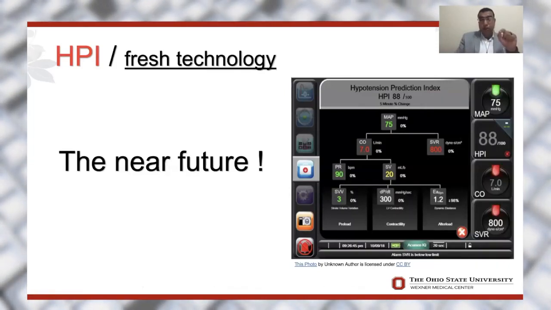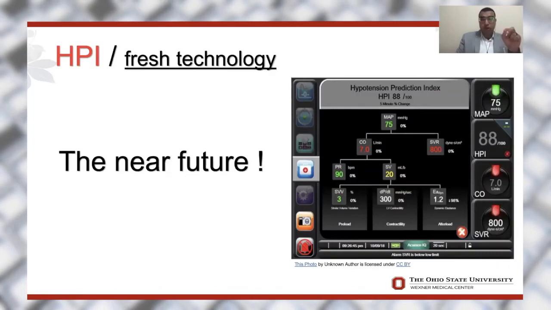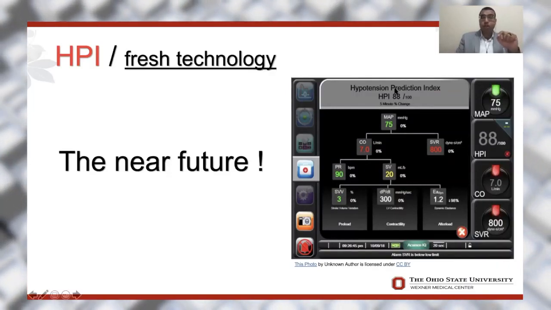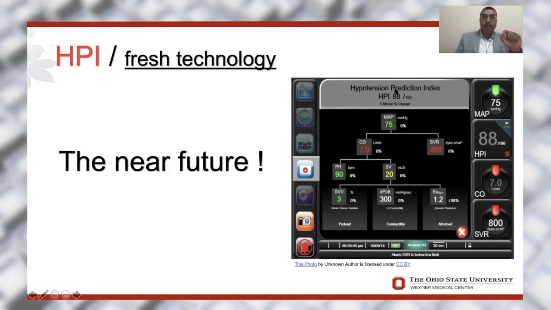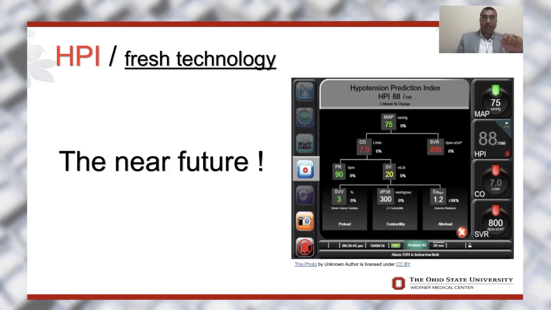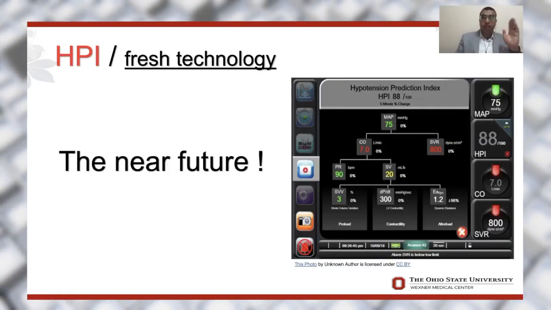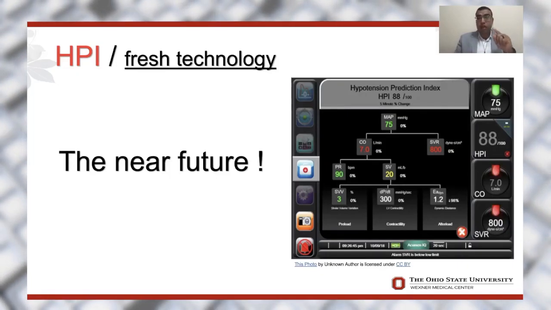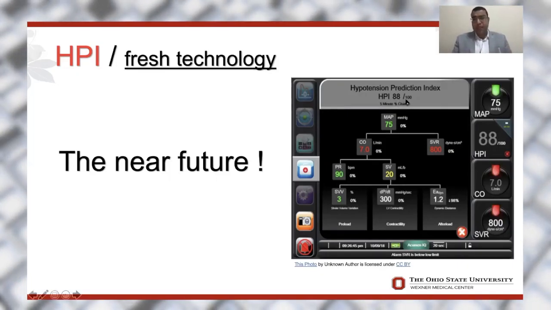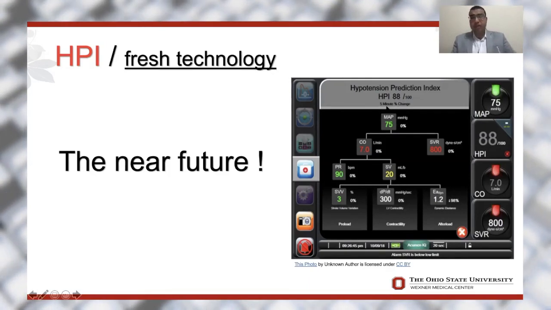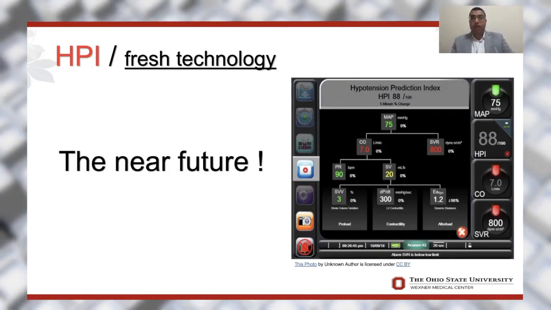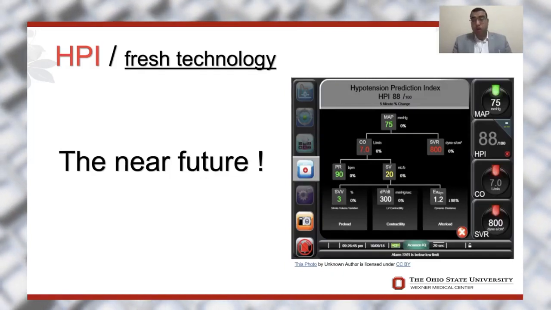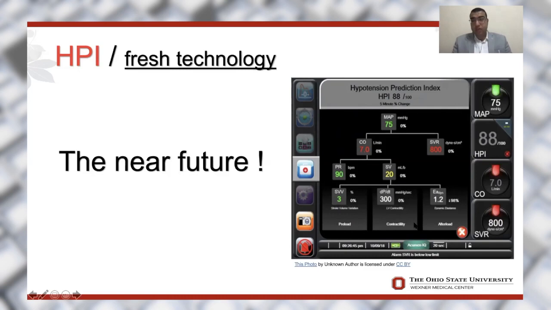This technology was brought by Edwards. It was introduced at Ohio State University just this year. It's called HPI, or Hypotension Prediction Index. It can tell you about the upcoming incidence of hypotension episodes 15 minutes, 10 minutes, and 5 minutes before the incident. So here it's about 88 out of 100. After 5 minutes, it tells you that there will be an episode of hypotension.